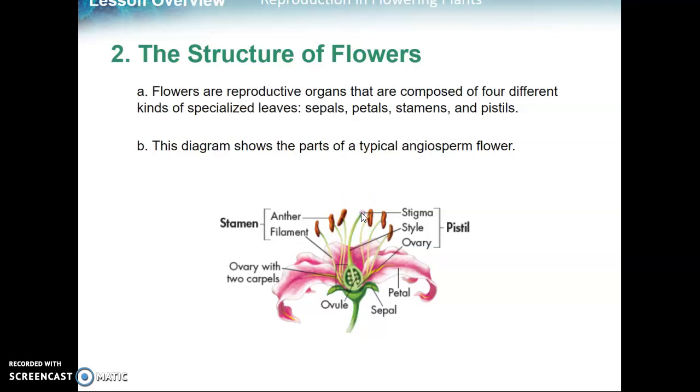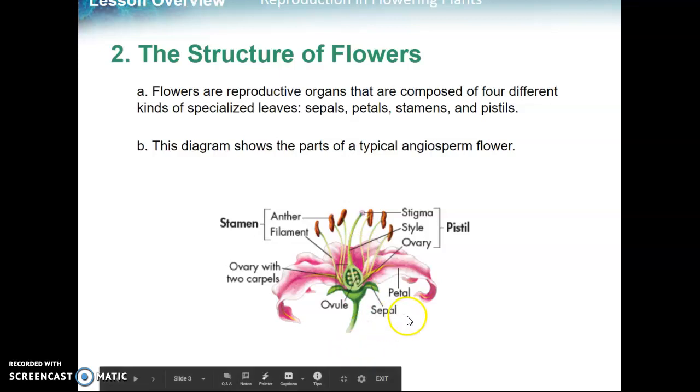And this is typical of what is called an angiosperm flower. Angiosperms are a huge classification of all plants that have flowers, because there are some plants that don't have flowers. There's a group called gymnosperms. The pines, the spruces, the hemlocks, all those evergreen trees, they don't even have flowers. They're called gymnosperms. But this group of angiosperms, they have flowers.